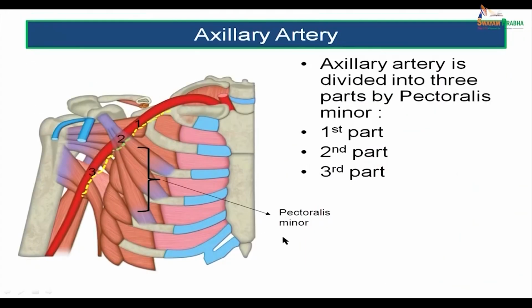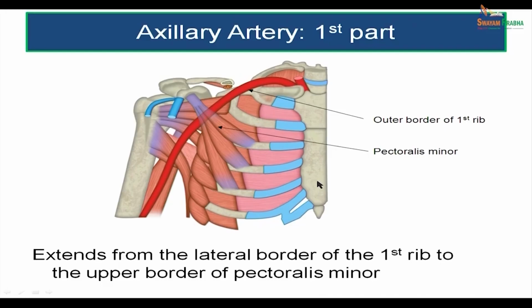Now, we come to the parts of axillary artery. The axillary artery is divided into three parts, part 1, part 2 and part 3. It is divided by the muscle pectoralis minor. The first part is the part of the artery before the muscle. The second part is the part of the artery under the pectoralis minor, and the third part is the part of the artery after the pectoralis minor up to the lower border of teres major. So, we will talk about each part separately.